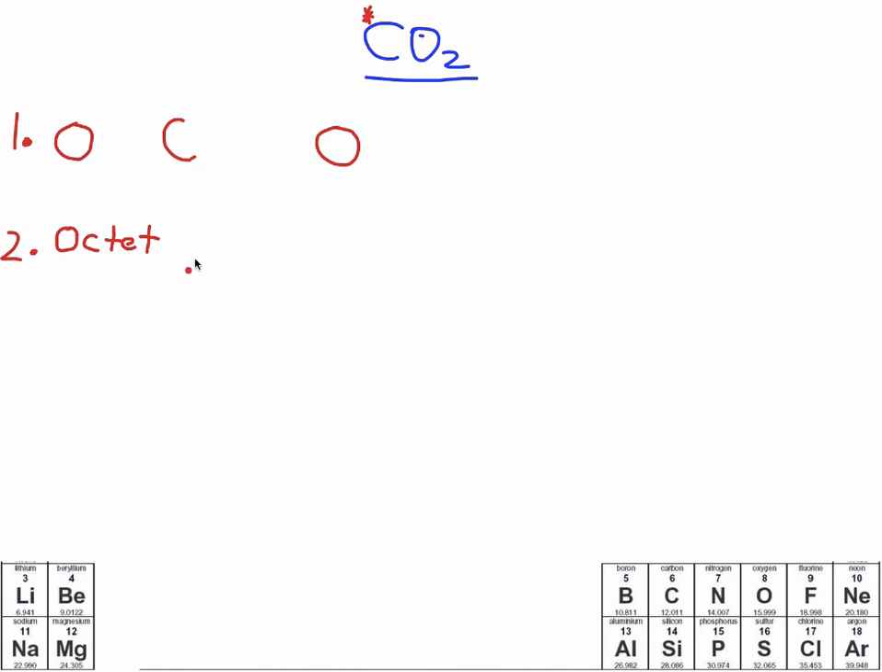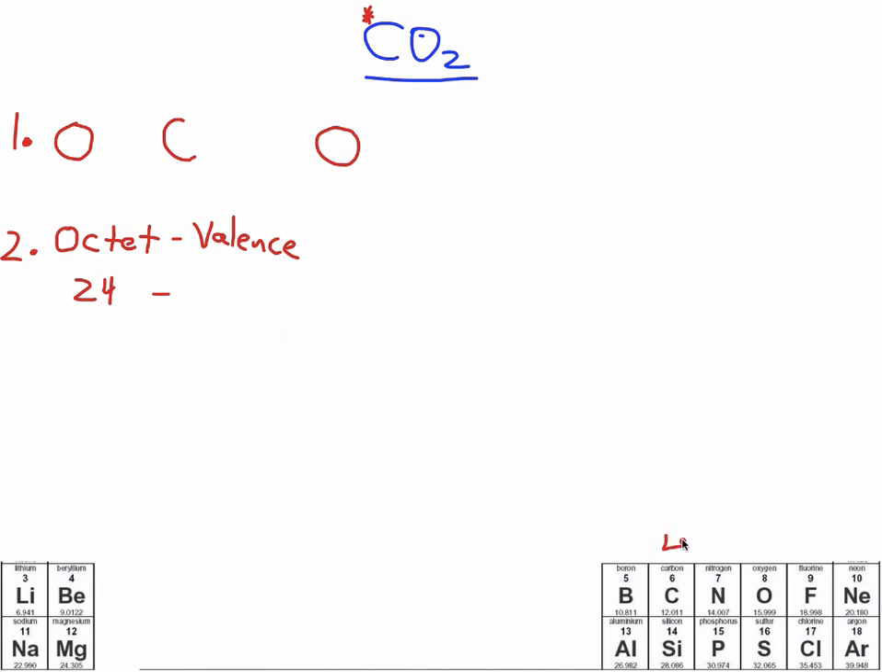electrons, okay? And we're going to subtract that from all the valence electrons. So oxygen, carbon, and oxygen all need 8 for their octet, so 8 times 3 is 24. Now let's subtract that from the valence electrons.